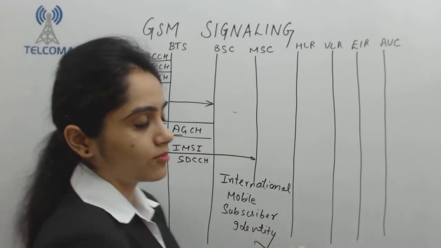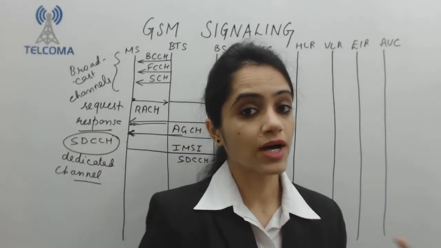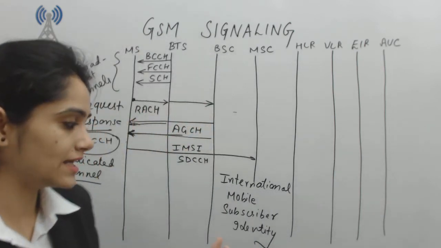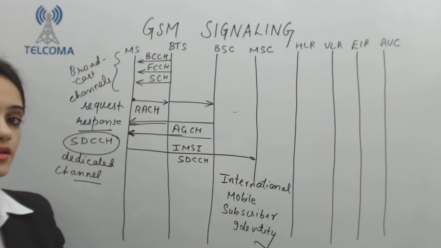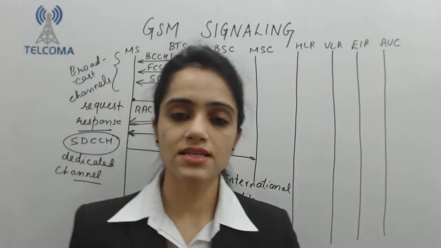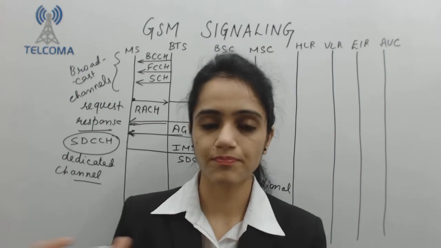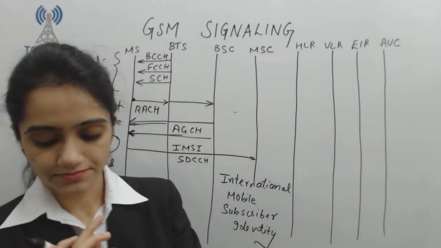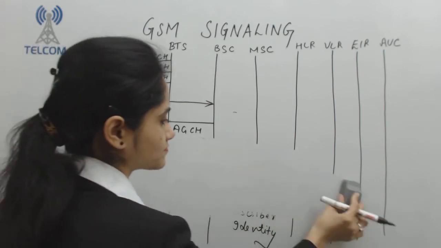So, International Mobile Subscriber Identity. International Mobile Subscriber Identity means identification of a mobile subscriber internationally. That means it is a unique number allocated to each and every user. So, a unique number. We always have two types of numbers.